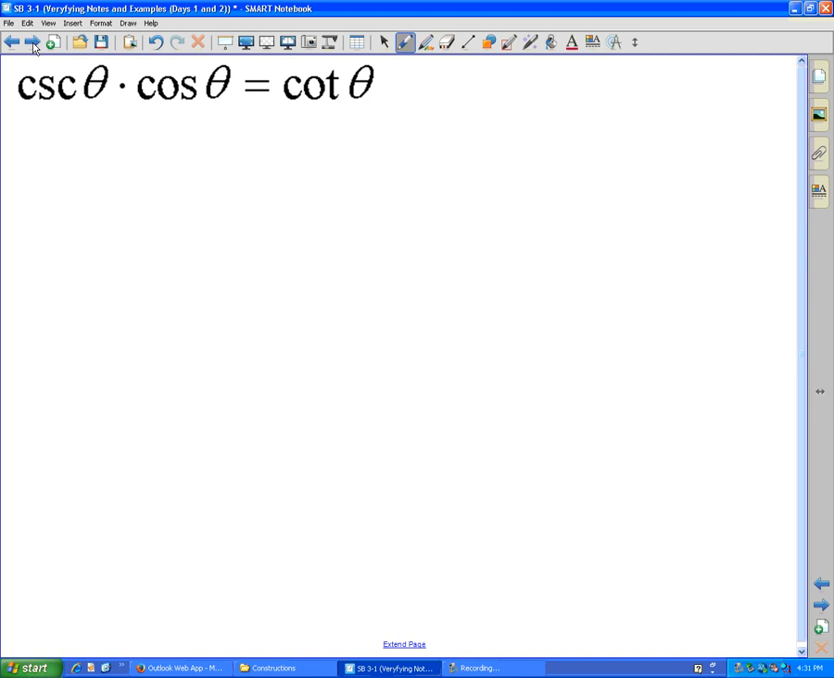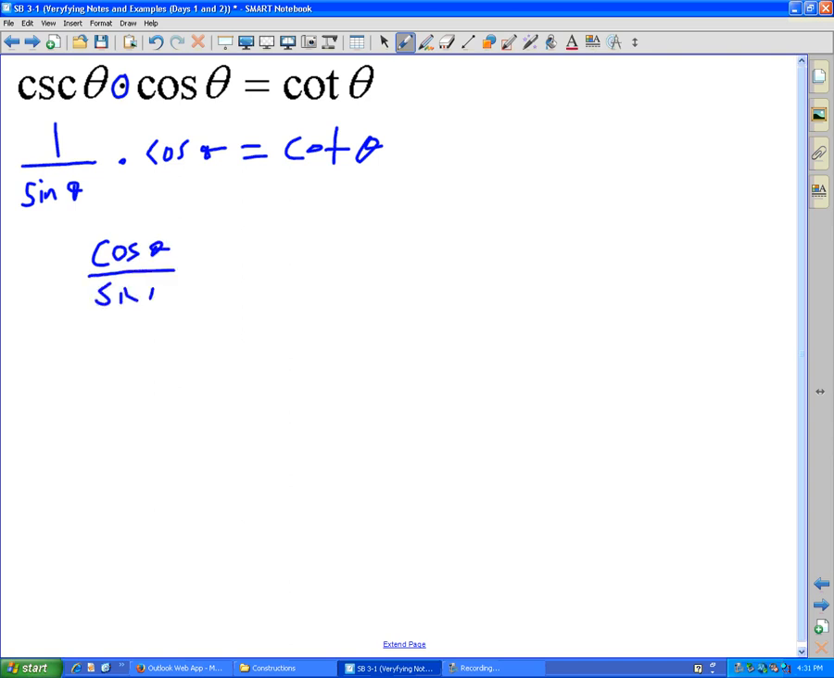Right away, I see a little multiplication going on here. And so that tells me, hey, maybe I should change everything in the sine and cosine. And so I'll go ahead and turn cosecant into its reciprocal identity, which is 1 over sine. So we end up with something that looks a little bit like that. Multiplying 1 over sine by cosine gives us cosine theta over sine theta, which is a fundamental identity. That is cotangent theta. And we're done.